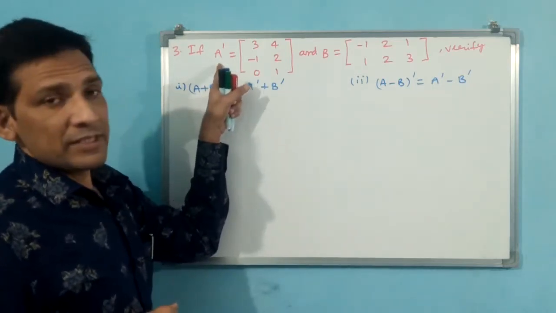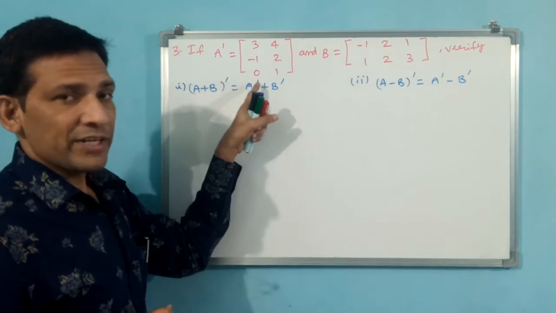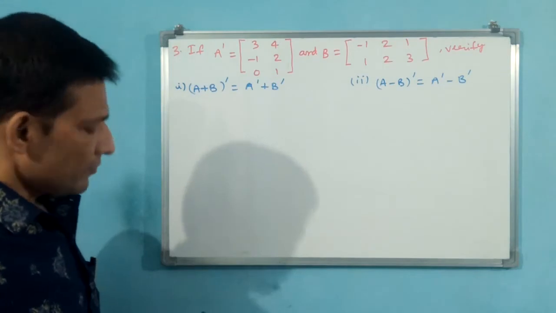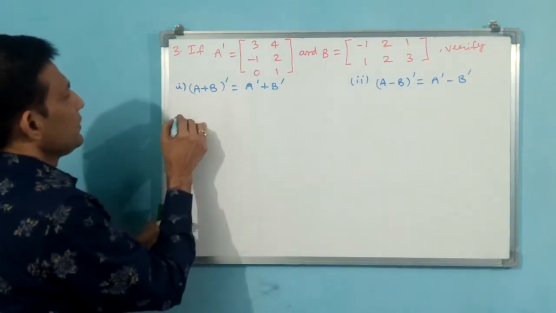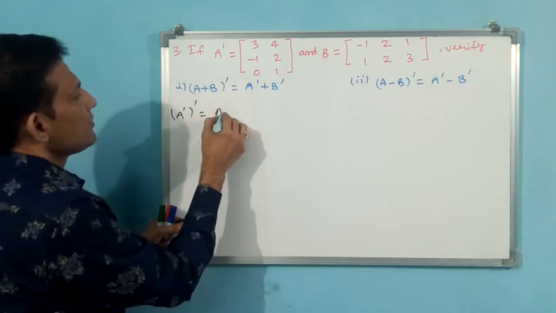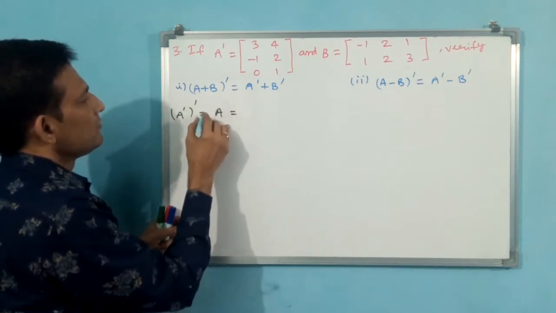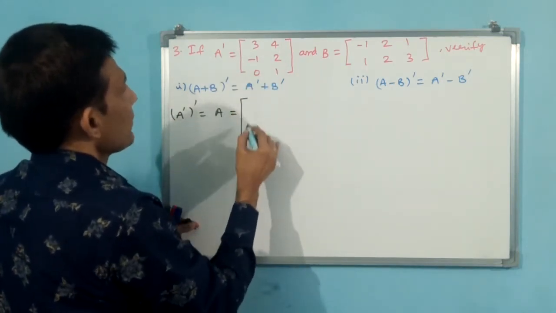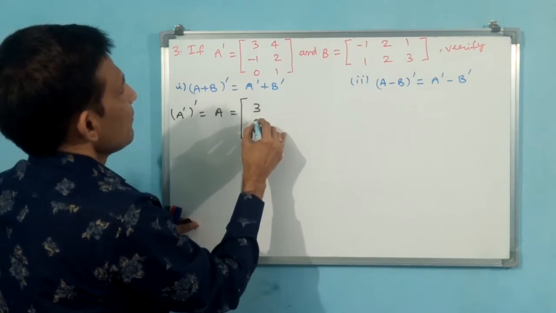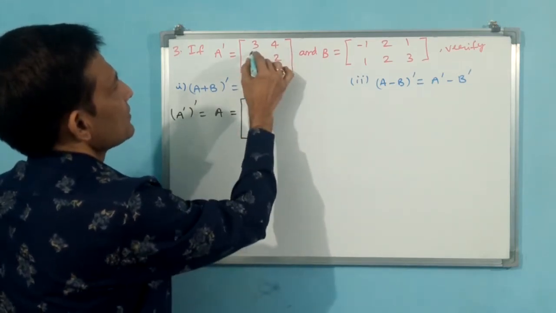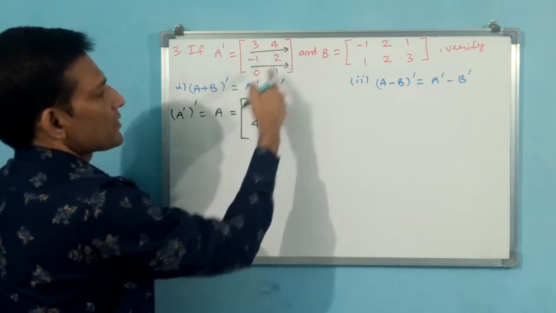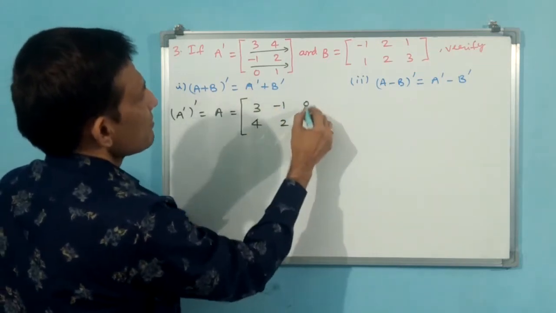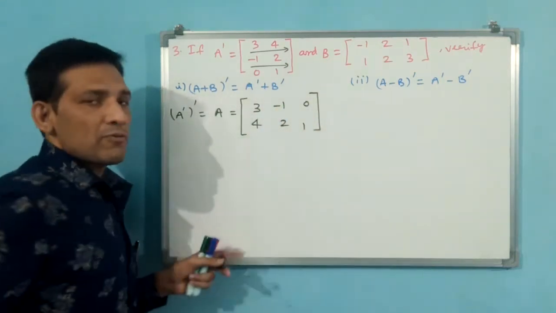You see, this is A transpose. Let us convert it into A. What I am writing, you see, A transpose whole transpose is equal to A, that is equal to this one. Now convert this to A. 3, 4, second, first. You see, the first row became the first column, the second row will become the second column, the third row will become the third column. Now it has become a 2 by 3 matrix.